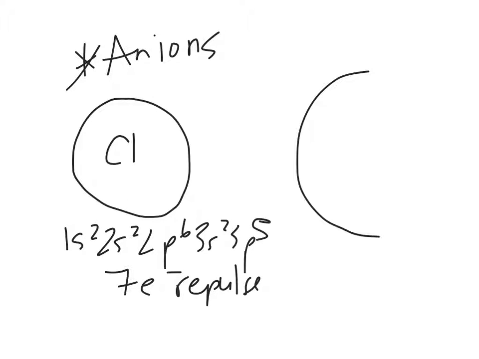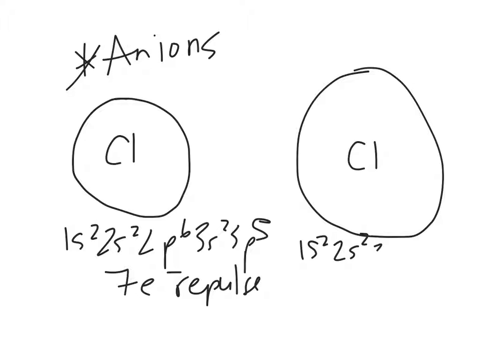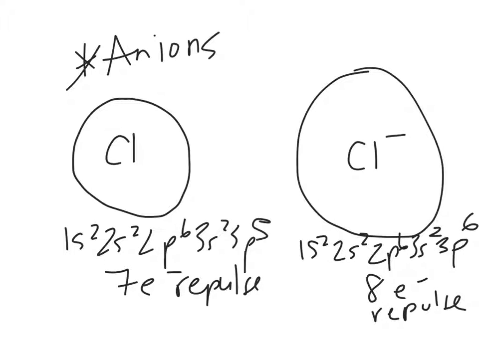In the chloride ion, on the other hand, we now have 1s2, 2s2, 2p6, 3s2. And since we have a charge of -1, we've added 1 electron to that last p subshell to get 3p6. That's 8 valence electrons to repulse each other. And as those negative charges repulse each other, just like a magnet, they're pushing each other farther apart. And that gives us a larger overall size for anions compared to the parent atom they were made from.